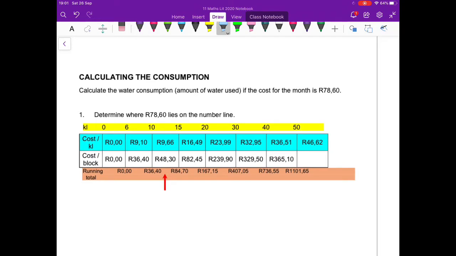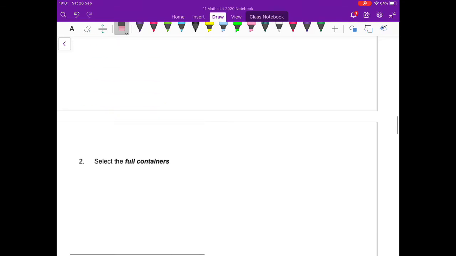So the question asks for how much water consumption if I spend 78 Rand 20. So the first thing you do again is you determine where 78.20 lies. So it lies in between 36 Rand 40 and 84 Rand 70, which means I'm going to use these two full containers and part of this container. So that just helps us with the number line concept again.